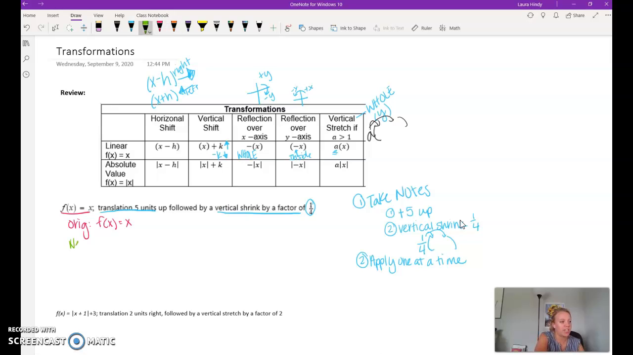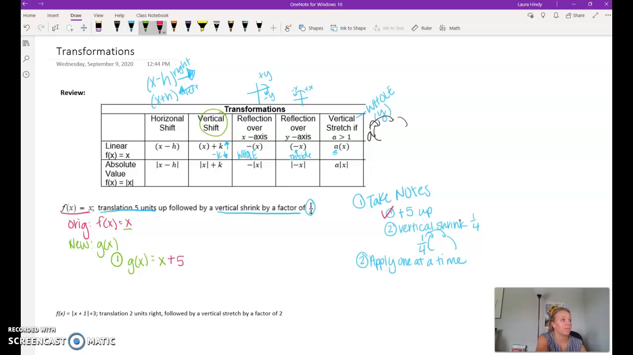Let's just call the new one g. G of x, we're just giving it a new name, but we're still calling this an equation. So the first transformation is the 5 units up. I've got to remember that's a vertical shift, and that means I'm just going to add 5 to the end of the equation. My original is just x, so I have g of x equals x, and I'm going to add 5. And I went 5 up. I don't need to simplify this, that's as simple as I can get.